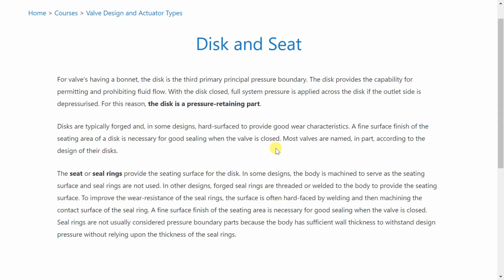And it is for this reason that they will normally machine the disc and the seat, and they'll try to make the disc or the seat of a relatively hard, erosion-resistant material so that there is no damage to the disc or the seat in the seating area, and that means that there will be no leakage, or it will reduce the likelihood of leakage.